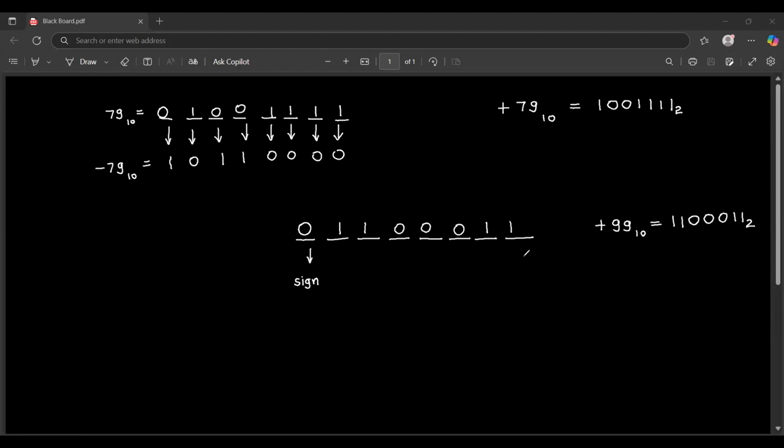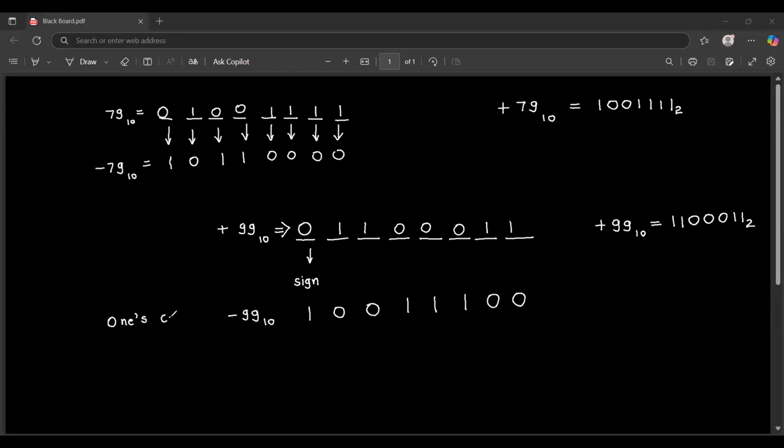But in two's complement, when you are converting to a negative number, you have 2 steps to follow. First of all, you have to find the one's complement. This is the two's complement for positive 99 to the base 10. To find negative 99, first there is an intermediate step: you convert this to one's complement form. If you convert it, you will have 1, 0, 0, 1, 1, 1, 0, 0. This is the one's complement of negative 99.